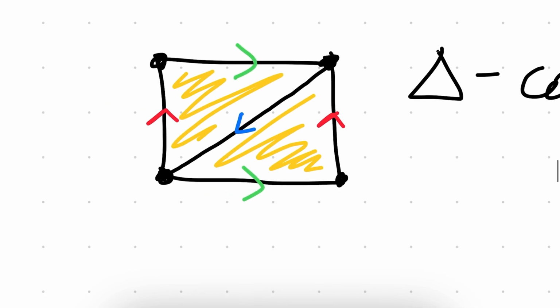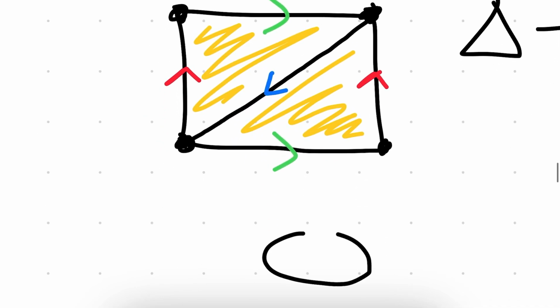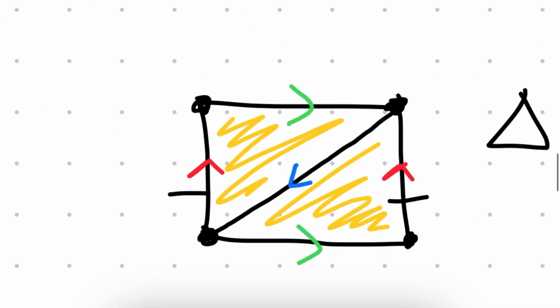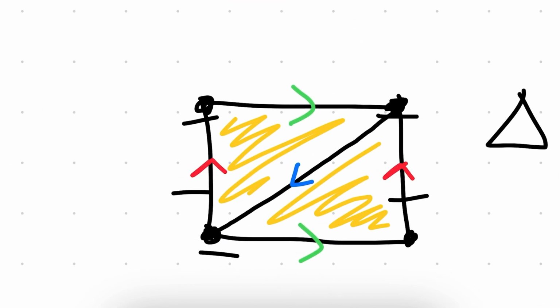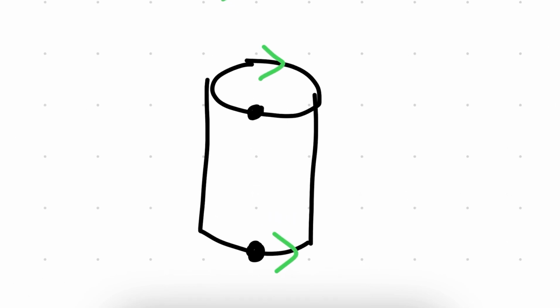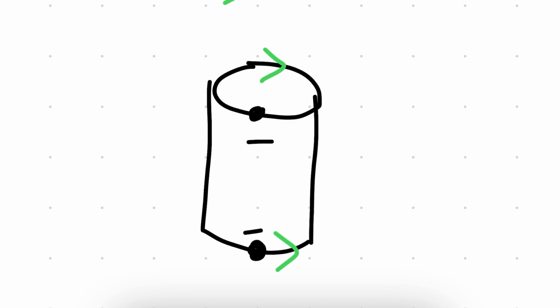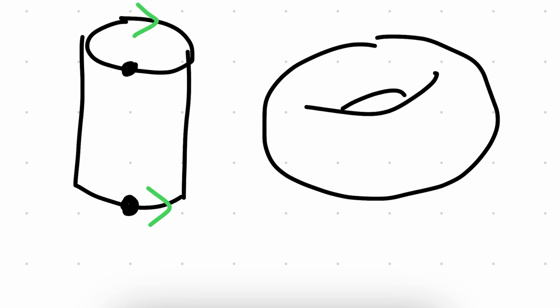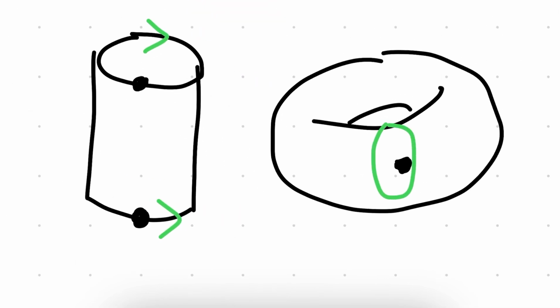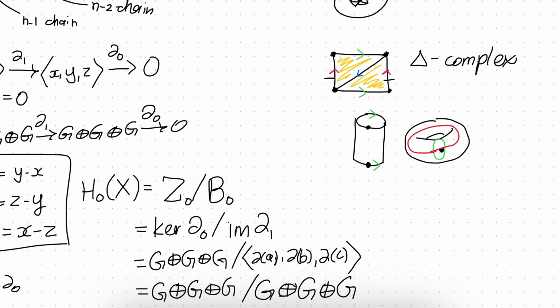So this time, instead of having 4 separate 0 cells, we have only one. Notice that if I identify the red arrows, this here and this here, I get a cylinder, and these points collapse to a single pair of points. Then I have my green arrows, and once I identify those, these 2 vertices become 1 vertex in the torus. So the green arrows run this way, and the red arrows go that way in the torus. All right.